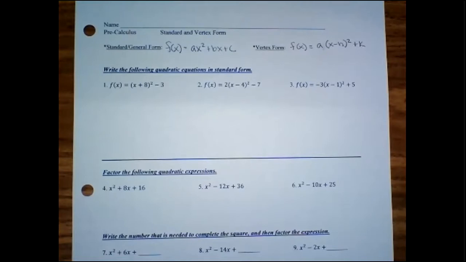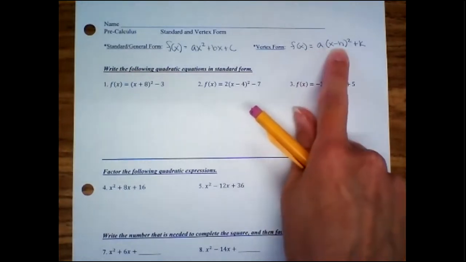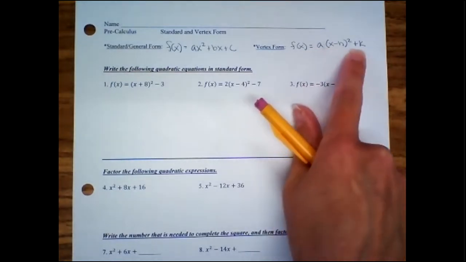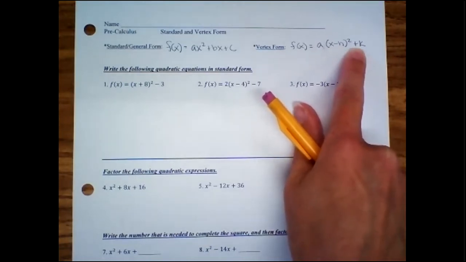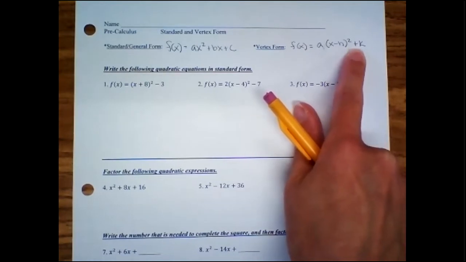The reason it's called vertex form is because you can see what the vertex is, and also transformational form because you can see what the transformations are. This a value would be like your vertical stretch or shrink. And then this would be left or right h amount and then up or down k amount. I know you're like, but it's plus k, so would that be up? Yeah, but what if k was negative? Then it would be down. So, it's like whatever sign that number is.